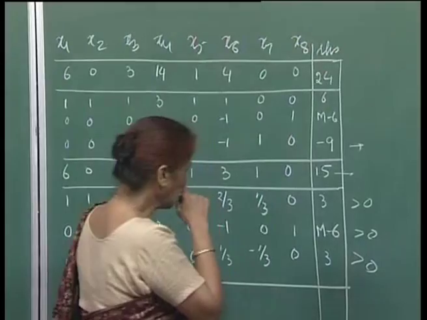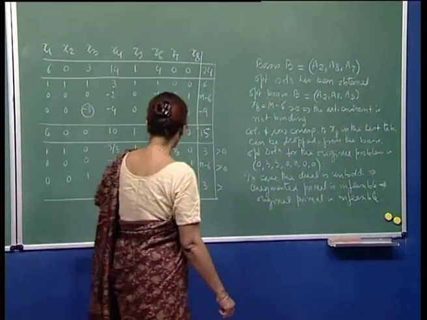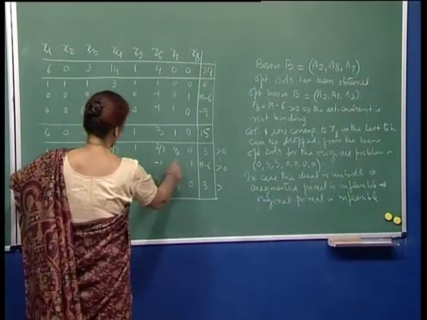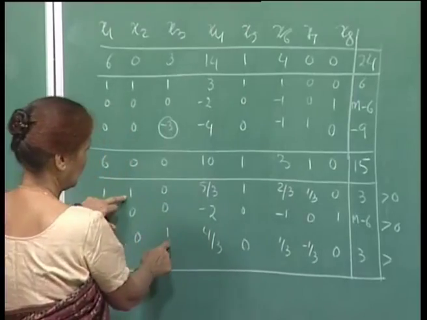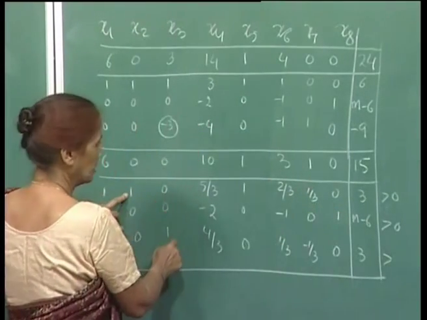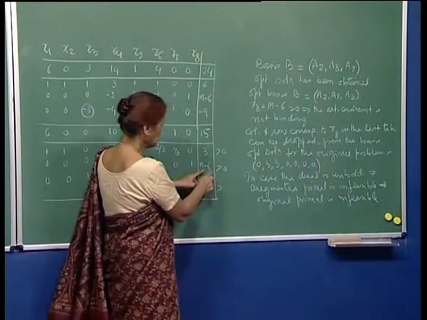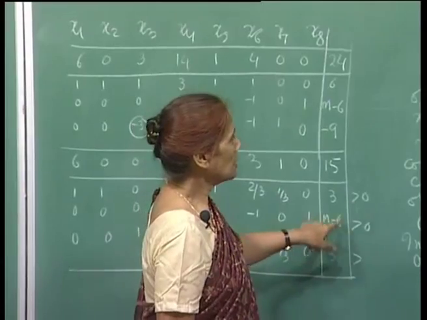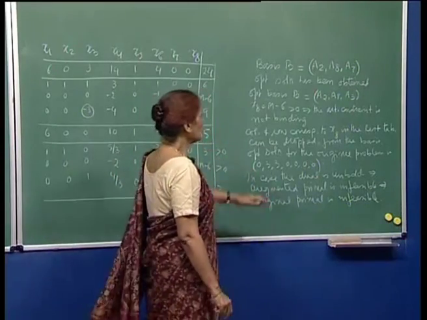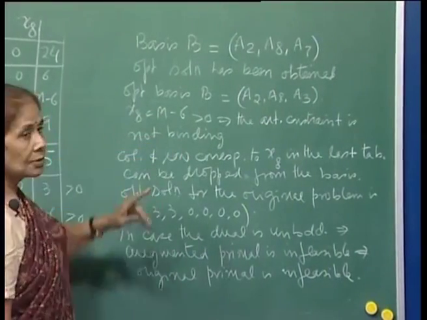So we have obtained an optimal solution, and the optimal basis is A2, A8 and A3, okay, A2, A8 and A3. So this is the optimal basis, and the value of x8 is m minus 6, which means it is positive because m is being taken as a very large number. So that means when x8 is positive, the artificial constraint is not binding.